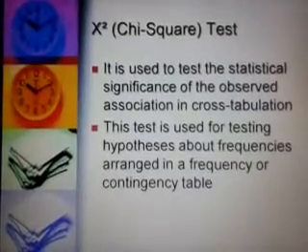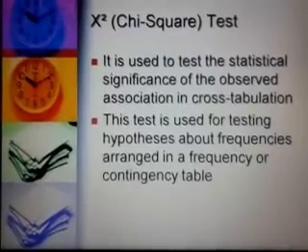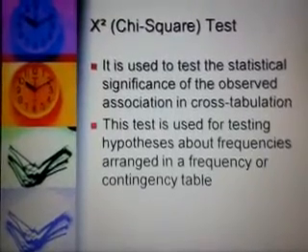Hey students, in our last lecture of business research methods, we discussed the t-test and z-test. In this lecture, we will talk about the chi-square test.